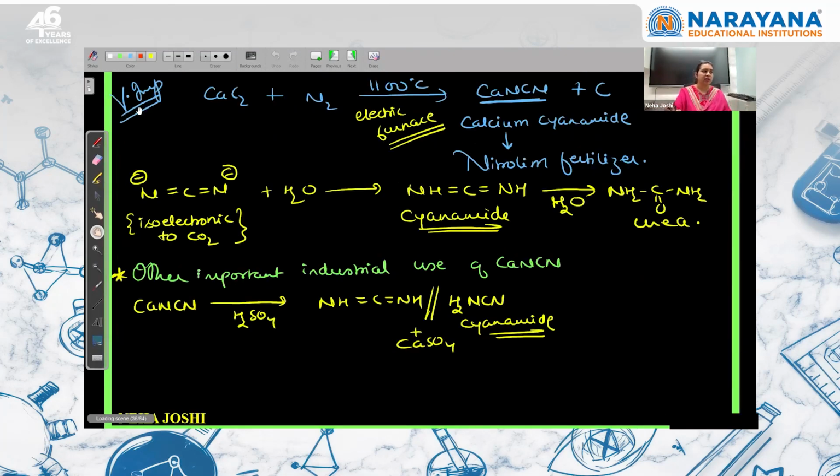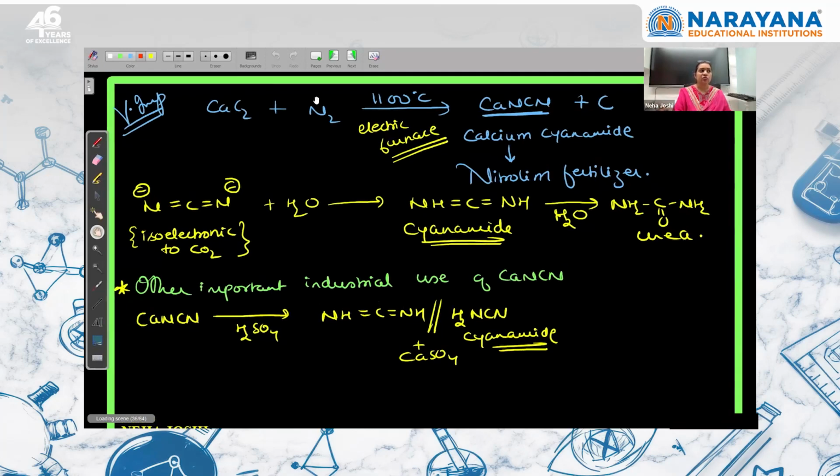This page is important. If you heat this CaC2 with nitrogen at around 1100 degrees centigrade, calcium cyanamide, called nitrolim fertilizer, is formed. Remember, this nitrolim fertilizer is not just calcium cyanamide, it is both. Now, this fertilizer, when water is added, finally gives urea. You add it to plants and add water, then ultimately its functioning part is urea only.